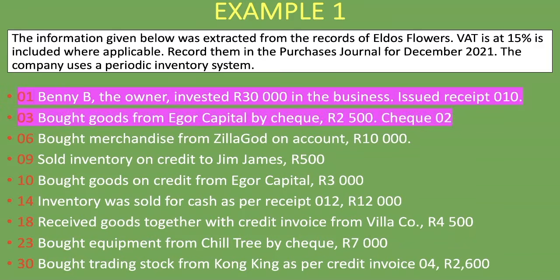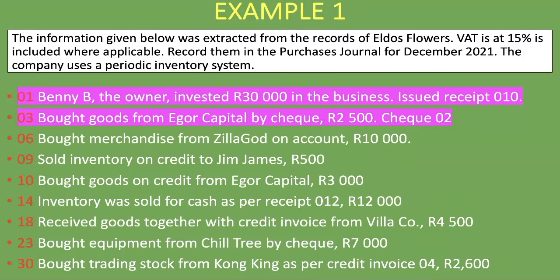Then on the 6th of the month, we bought merchandise from Zilla God on account, 10,000 Rand. Now, does this go into the purchases journal? Of course it does, because we bought the merchandise on account. That means we didn't pay for it right there and then. We took the goods and we'll pay Zilla God, our creditor, at a later date.